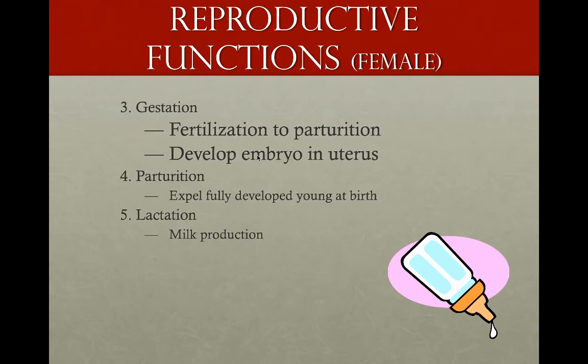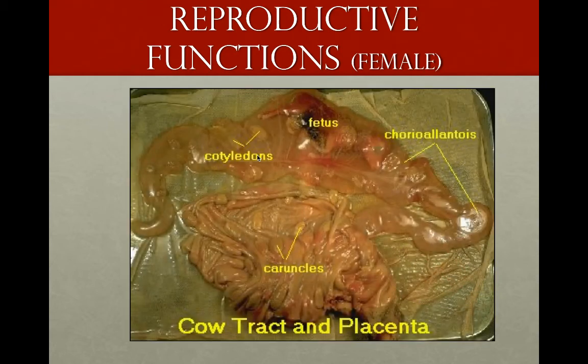Gestation, again, is the time that the animal is pregnant. Parturition is the term that we use when the animal expels the young, and that's the part at birth. Lactation is where the animal produces milk to sustain young in mammals. You can see what the system looks like. This is a bovine tract with the placenta. You can see it near the top of the photograph. You can see a developing fetus, and that's what it would look like inside the reproductive organs of a cow.